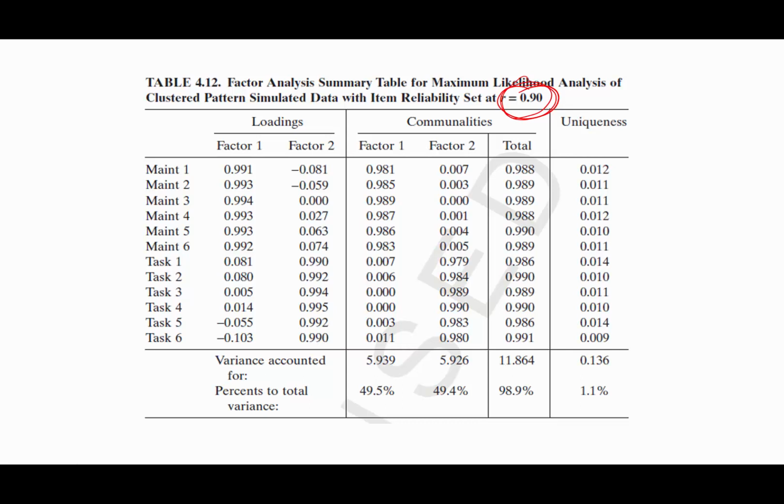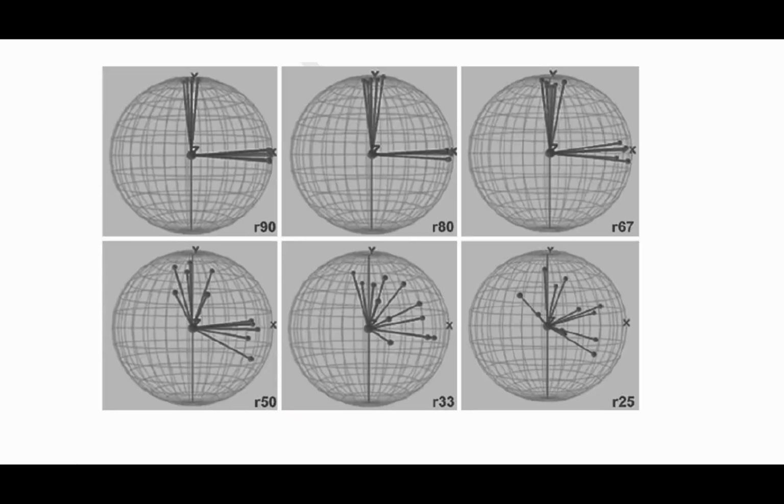Now remember, we had 0.90, 0.80, and a reliability of 0.67. Even with the reliability of 0.67 simulation, there's no loading for a common factor method that deviated more than 0.03 from the principal component loadings. However, for all 3 of the lower reliabilities, 0.50, 0.33, and 0.25, the pattern of loadings does differ markedly among the different methods. Now moving on to figure 4.14, this displays the vector plots for the factor patterns at each of the 6 levels of simulated reliability.